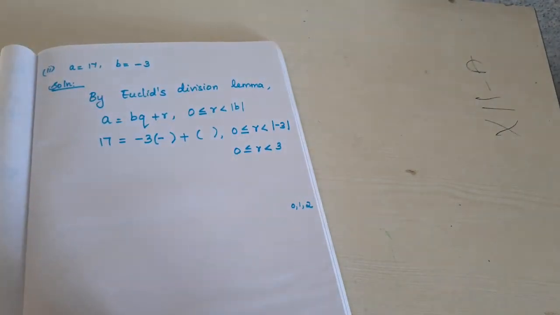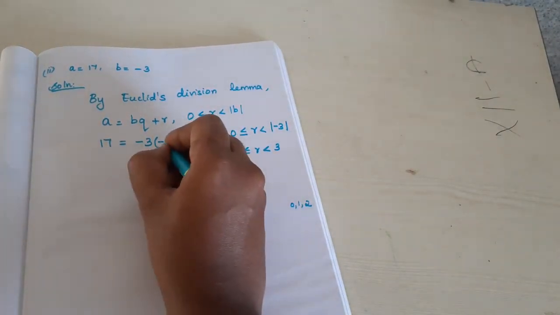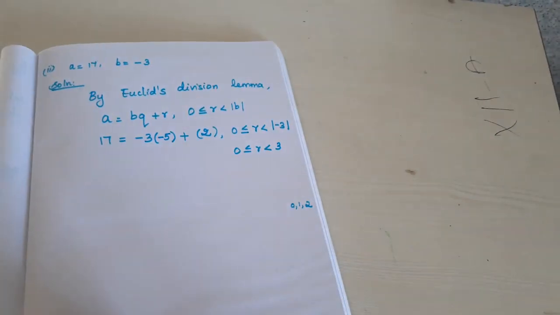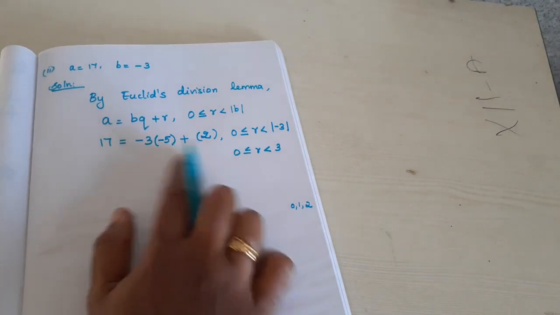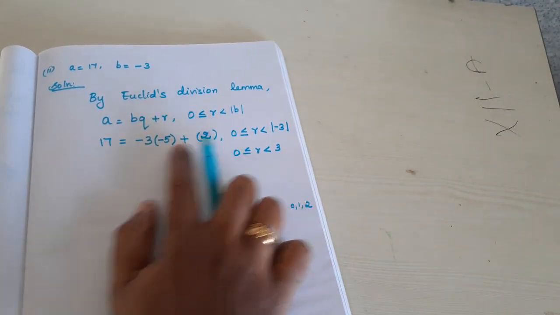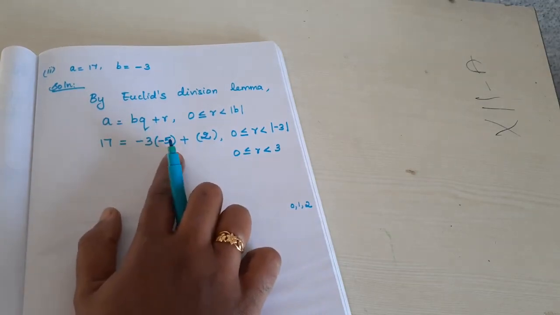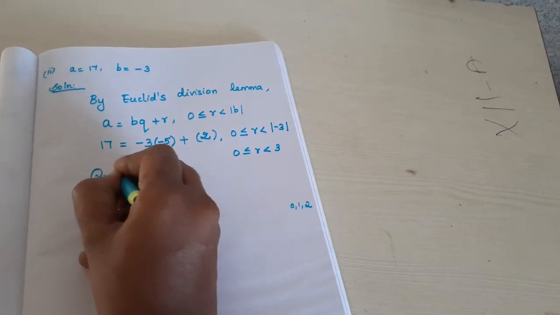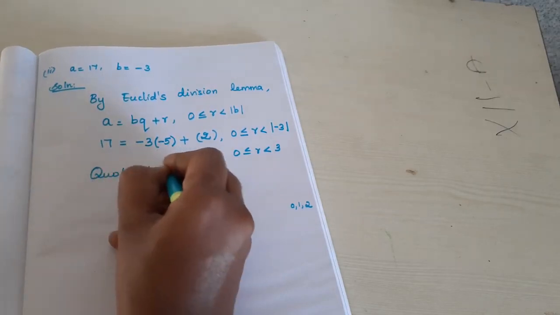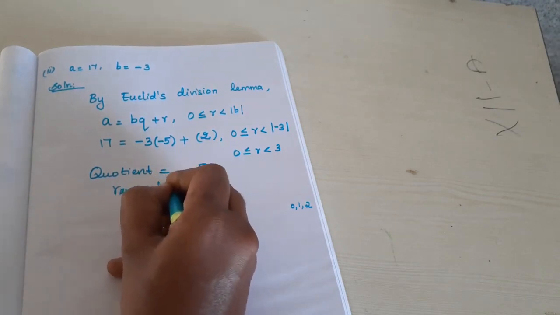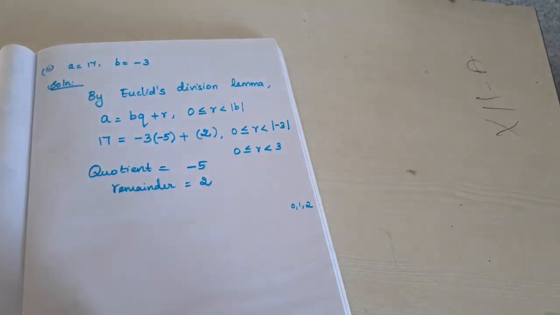So guess the numbers. 3 5s are 15. So plus 15 plus 2. It will come correctly, no? Guess the number you need to put here. But for the remainder, it should be a positive number. But the quotient, it may be negative, otherwise positive. Any number you can take. So what is the quotient here? Quotient is equal to minus 5. What is the remainder? We need to calculate quotient and remainder. So remainder is equal to 2.